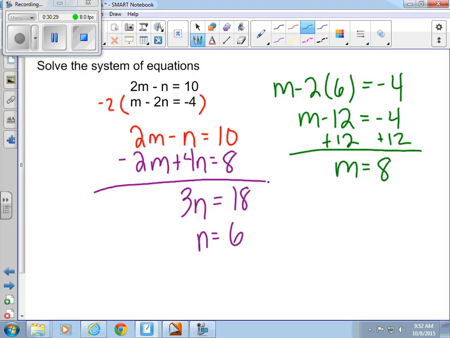You should always get an m and an n or an x and a y for your solution, unless the answer is no solution or all real numbers.